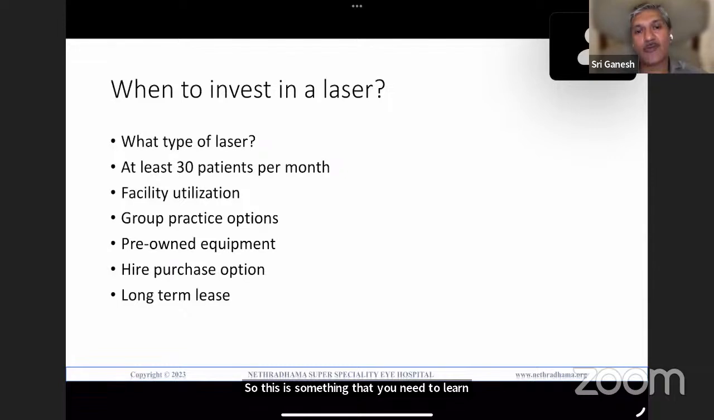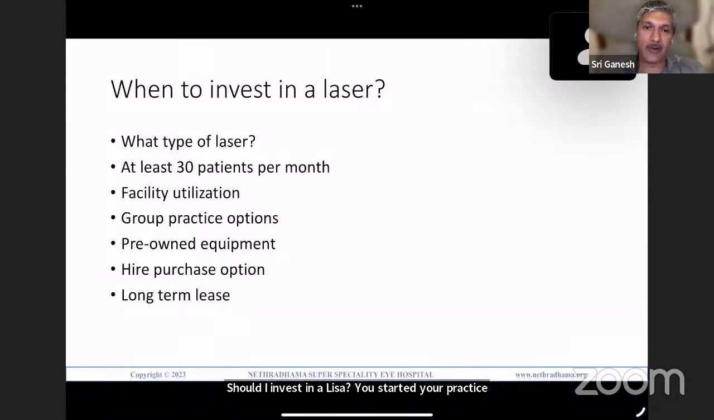So when should you invest in a laser? This is again a question: should I invest in a laser? You started your practice, you're a couple of years into your practice, you're doing about 30, 40 cataracts, and you're getting few inquiries for refractive surgery. Then you're toying with the idea of investing in a laser. Again, there's a question mark, because what type of laser should you invest in?